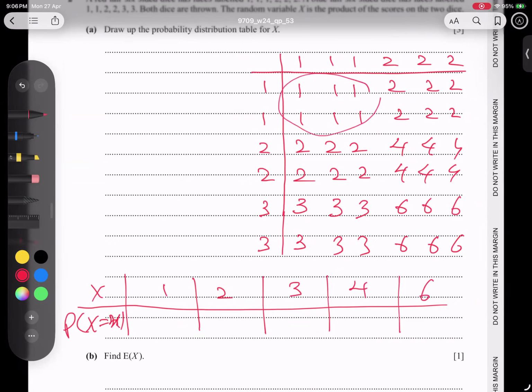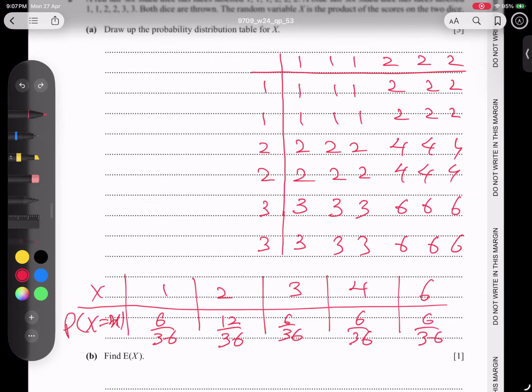But how many ones, students? 6. 6 ones are there. So 6 out of 36. How many twos? 6 from here and 6 from here. So 12 over 36. How many 3s, students? I think there are 6 threes only. So 6 over 36. How many 4s? 6 over 36. How many 6s? Again 6 over 36. The numerators must add up to 36.